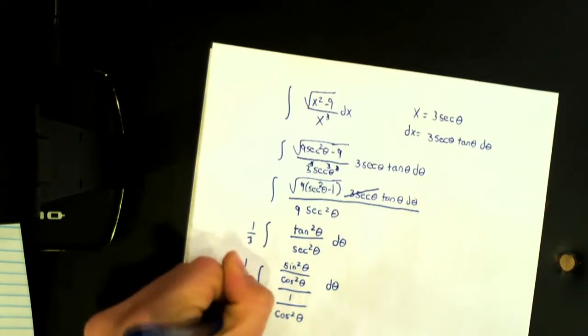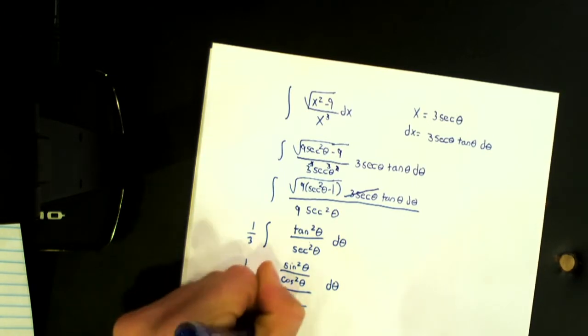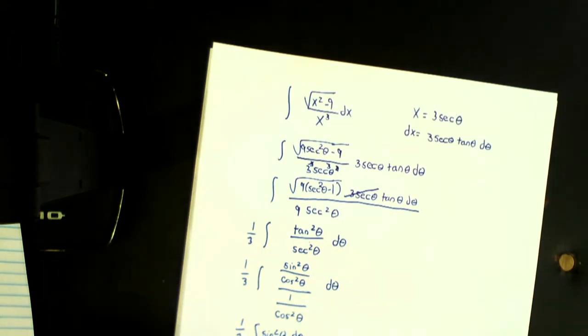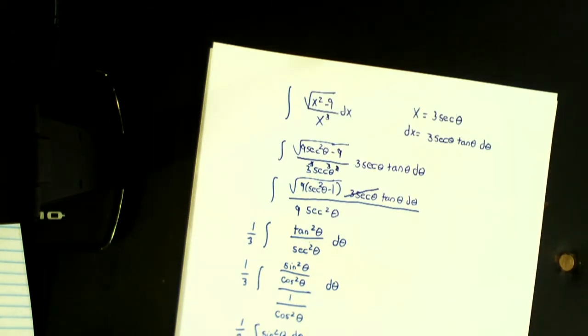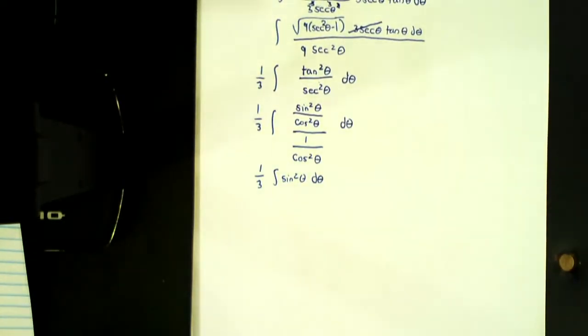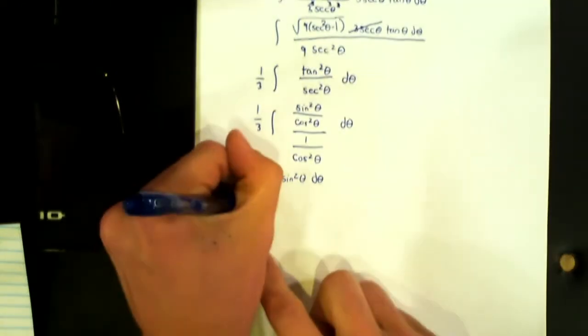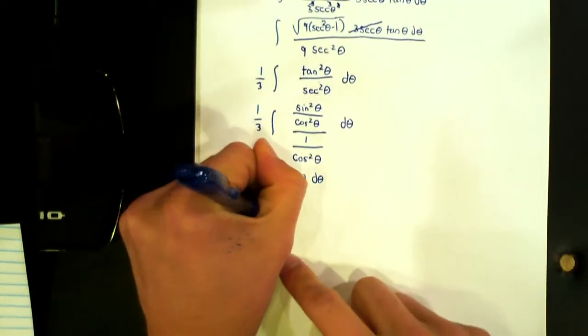So then our cosine squared thetas cancel out. All right, and how would we integrate that? Sine squared theta, how would we integrate that? Oh, my bad. Good stuff, though. Do a half angle formula. All right, nice. Which formula would that be? 1 minus cosine.